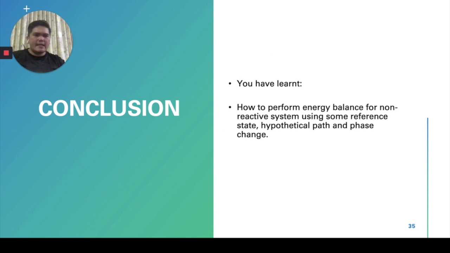I think that's all that I want to show you in terms of the example of how to perform an energy balance for a non-reactive system. So you have learned about the hypothetical path as well as the phase change. I hope you can do this on your own. Try to refer to the textbooks to improve your understanding further by doing some examples, and try to recall how you can solve this particular problem. That's all for now.